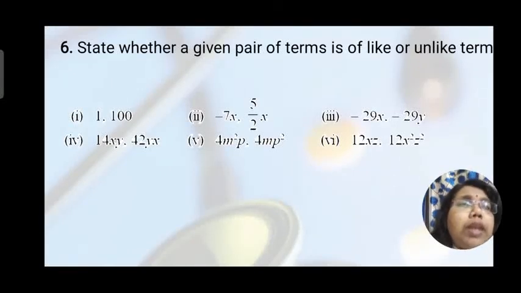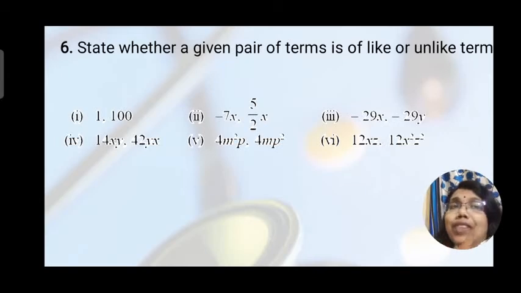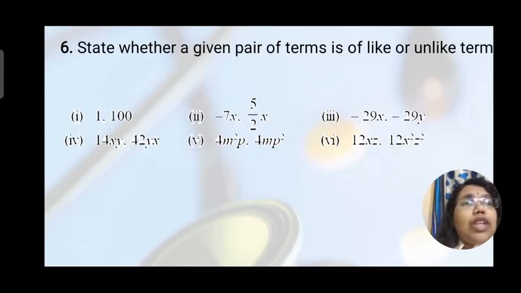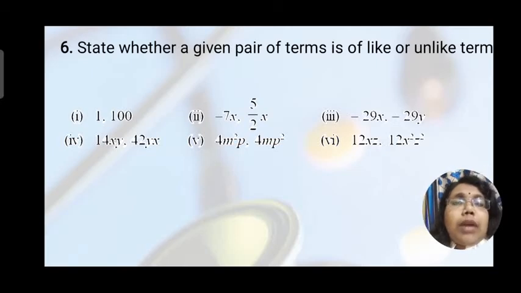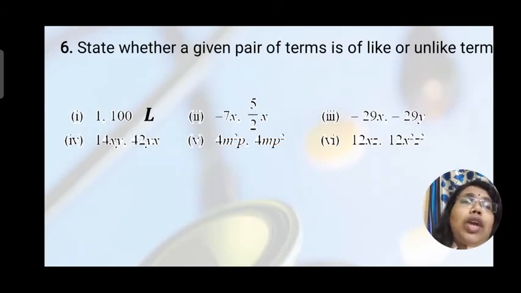State whether the given pairs of terms are like terms or unlike terms. So whether the variable and the power given to the variable are the same or not is what we have to check. The first one, both are constants, no variable involved, so they are like terms. Second one, both of them have the variable x and the power for x is not shown here, that means there is a power of 1. So x raised to 1, the powers are the same, the variables are the same, so they are like terms.